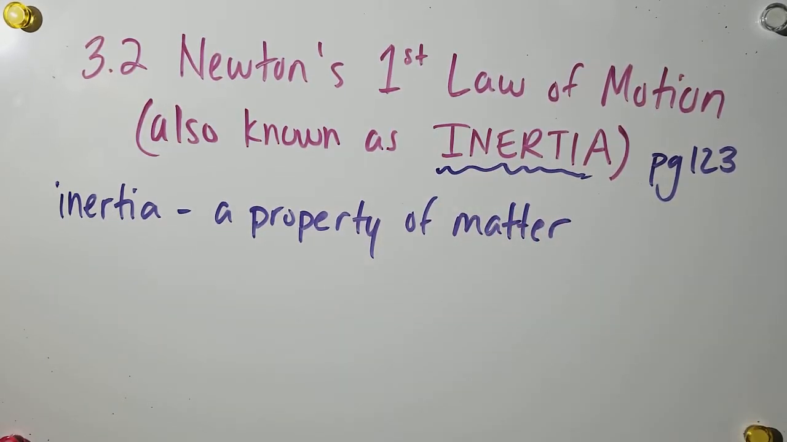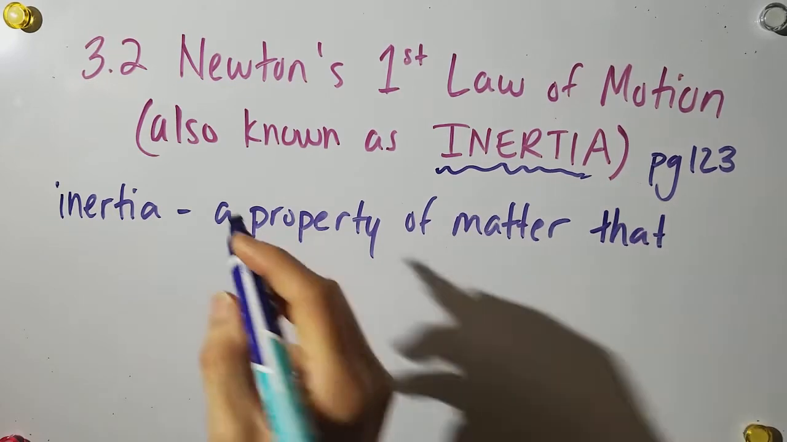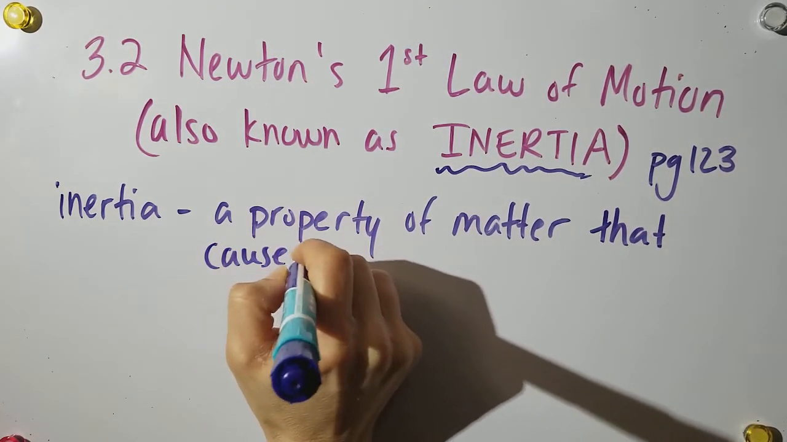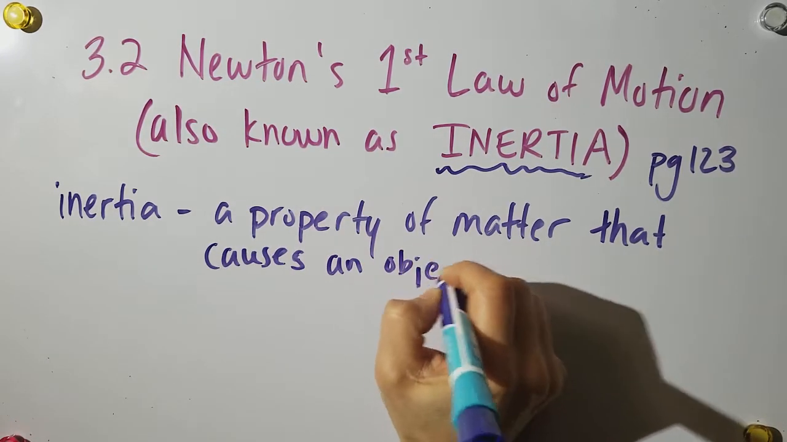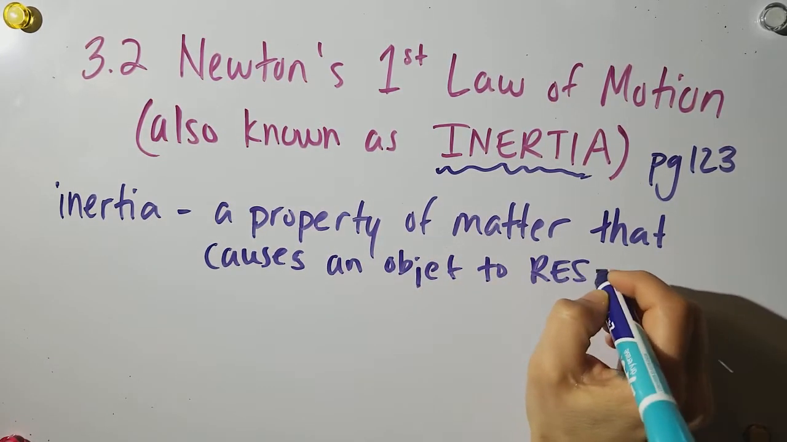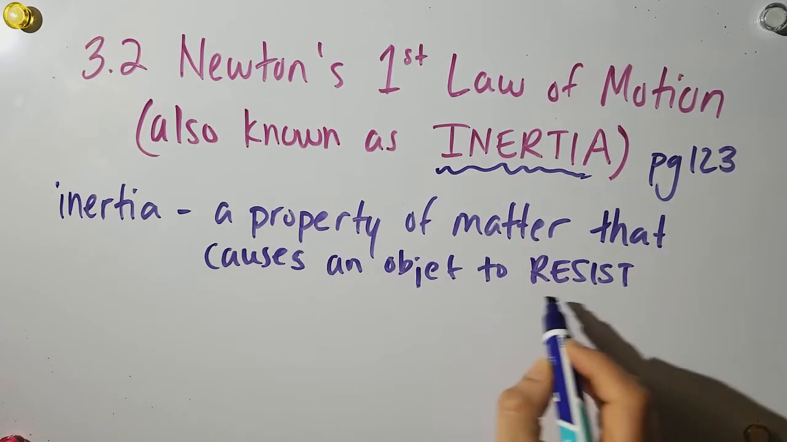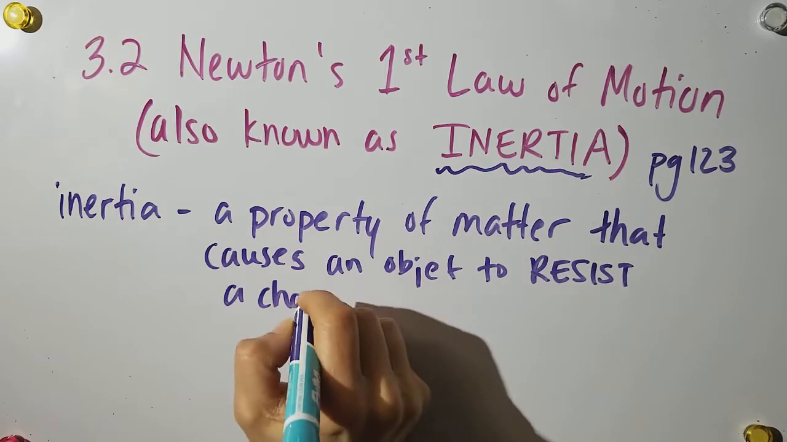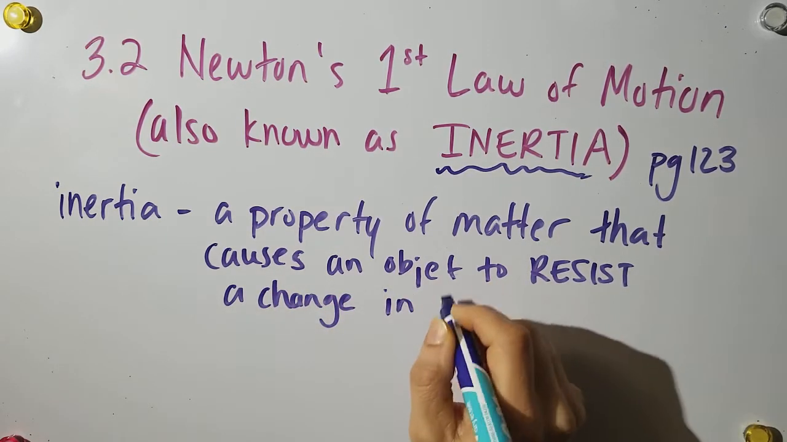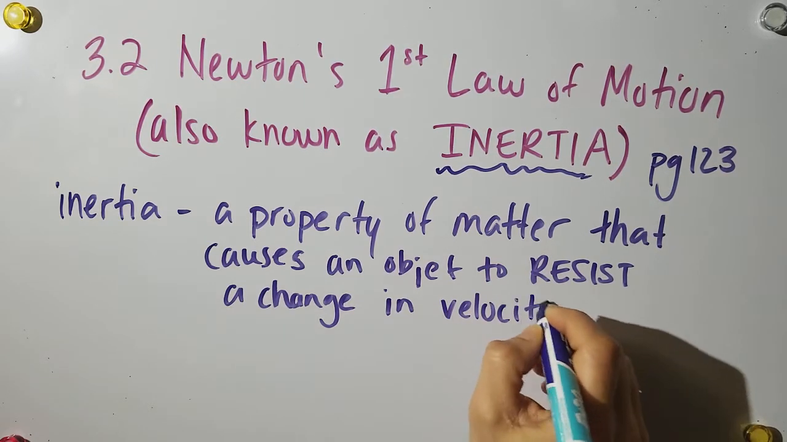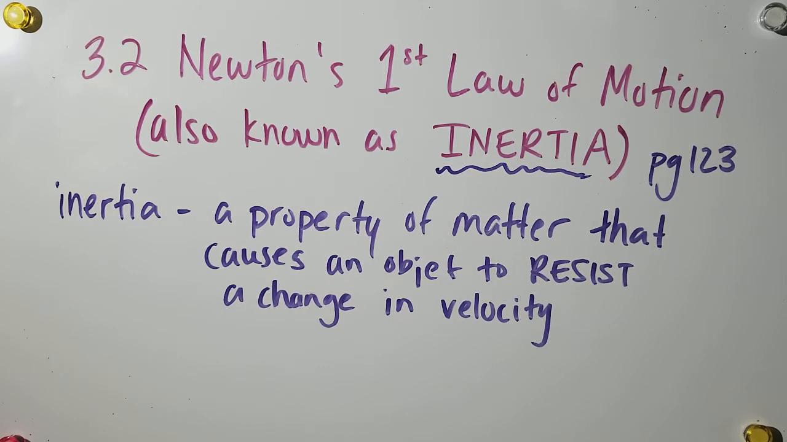But there's a little more to it, okay? It's the property of matter that causes an object to resist. Okay, resist means to not do, okay? Resist a change in, I'm going to use the word velocity. Your textbook uses motion, but I'm going to use the word velocity, okay? So things don't want to change what they're doing. You're sitting on the couch, you want to continue to do that. You want to resist a change in your motion or in your velocity.